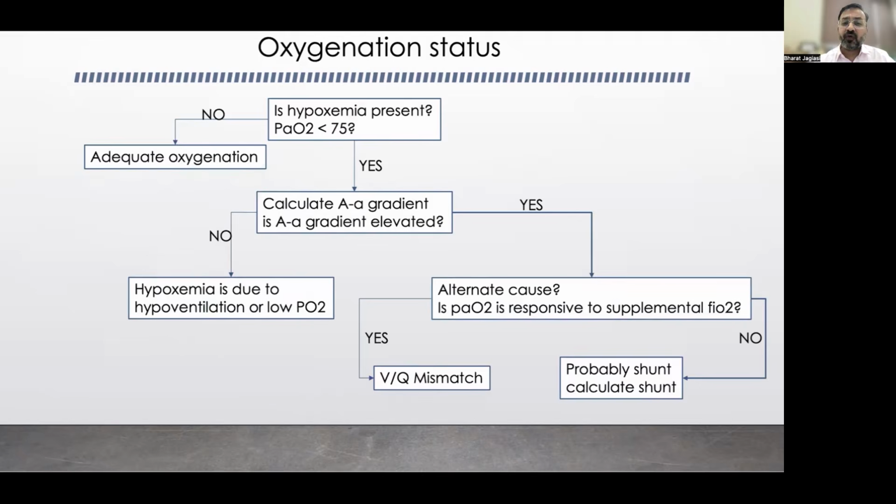So always look for the hypoxemia. If there's no hypoxemia, of course, we have the adequate oxygenation. If there's a hypoxemia, look for the AA gradient, that is alveolar arterial gradient. If the alveolar arterial gradient is not elevated, the hypoxemia is due to hypoventilation or the low FiO2 or low PO2. If the AA gradient is elevated, look for the alternate cause and always look into the PO2 in response to the supplemental oxygen.